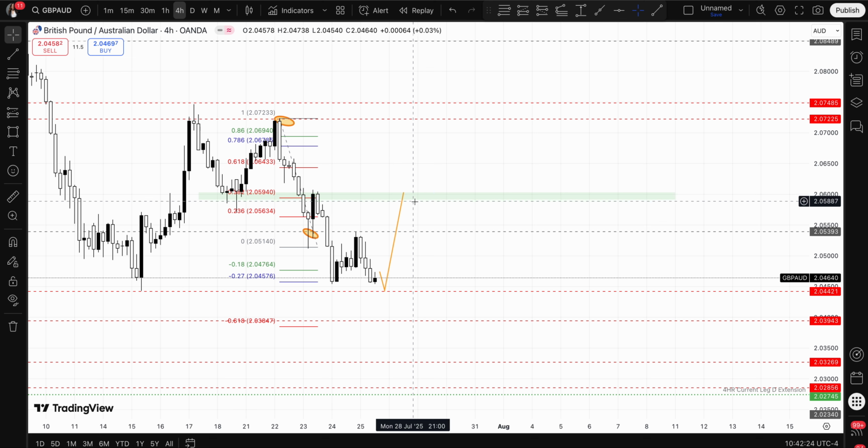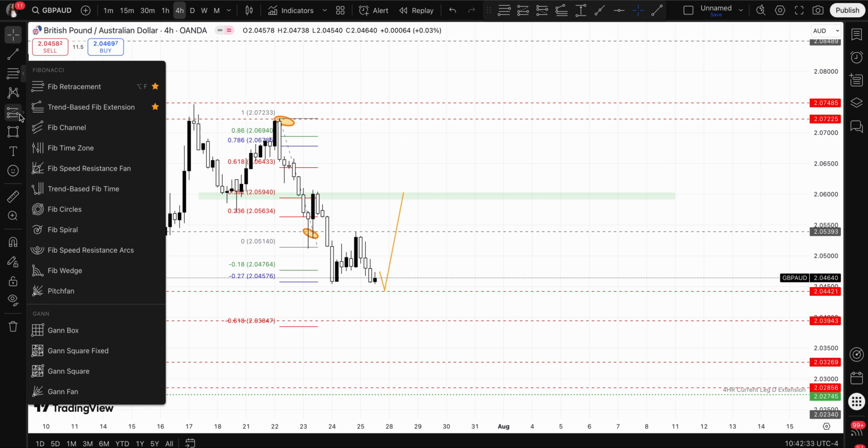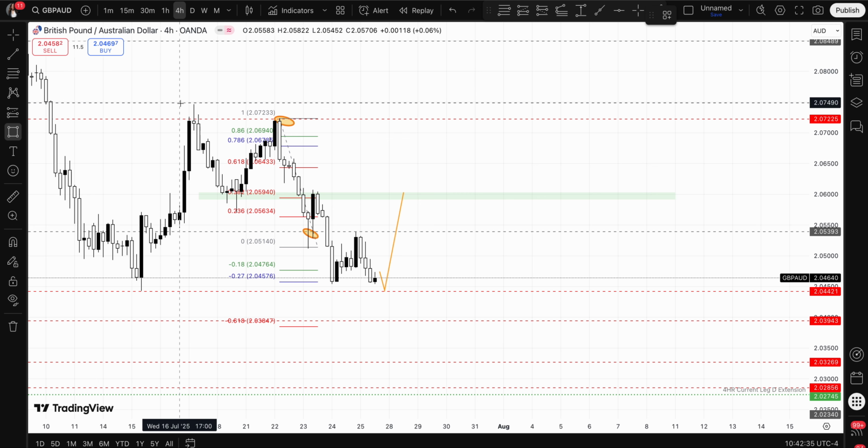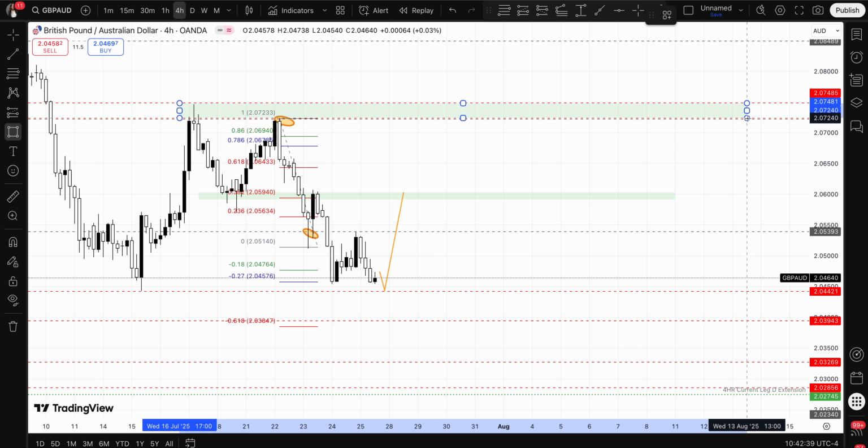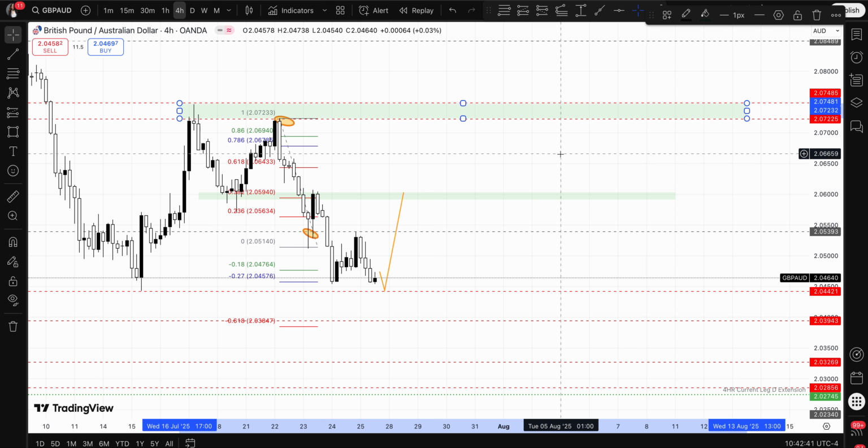Now, it is very possible that we could see price come back and retest this daily level as well, right? So I want to highlight this daily level. This was our original sell zone. You remember that we talked about? This was the original sell zone on the higher time frame.